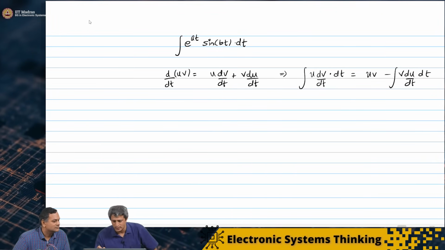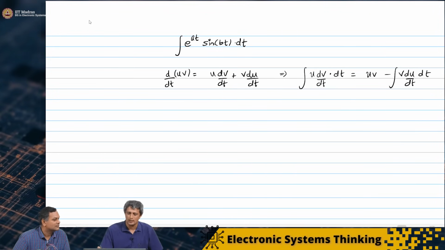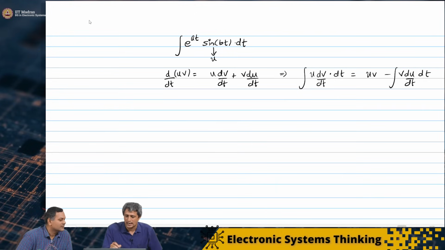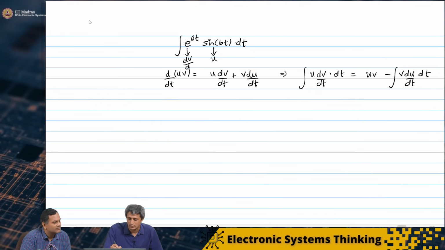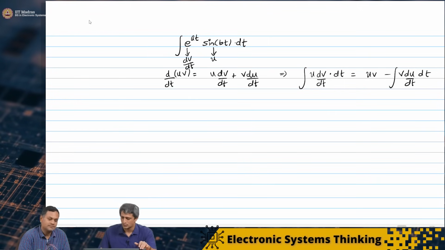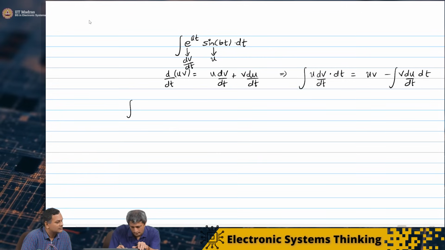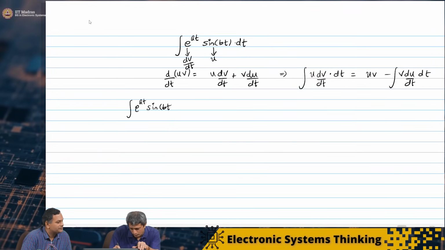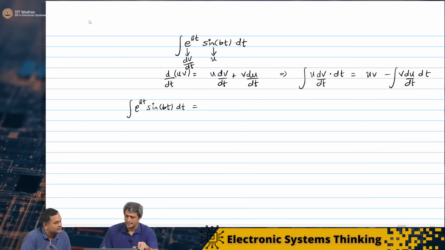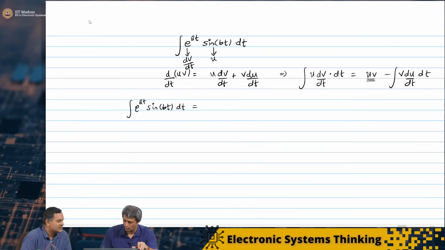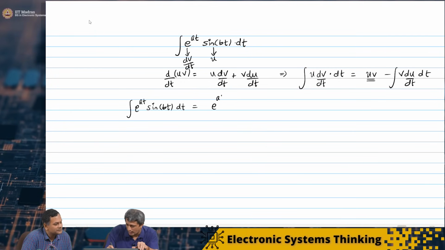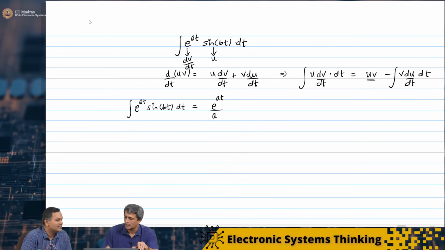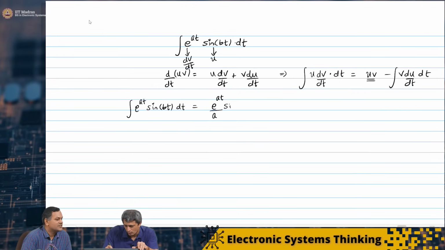So what we will do is say, for example, that this is my u and this is my dv/dt. Therefore the integral of e^(at) sin(bt) dt is u into v. If I need v, dv/dt is e^(at), so I get 1/a e^(at) into u, which is sin(bt).